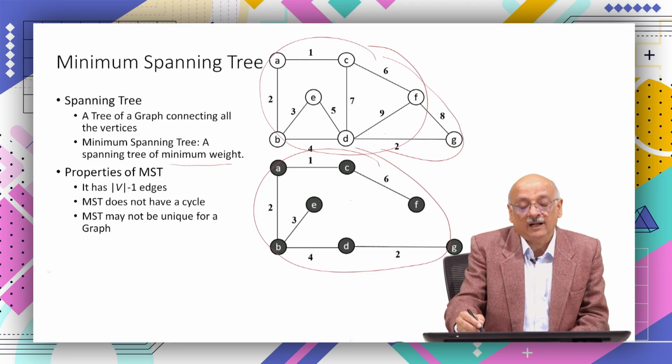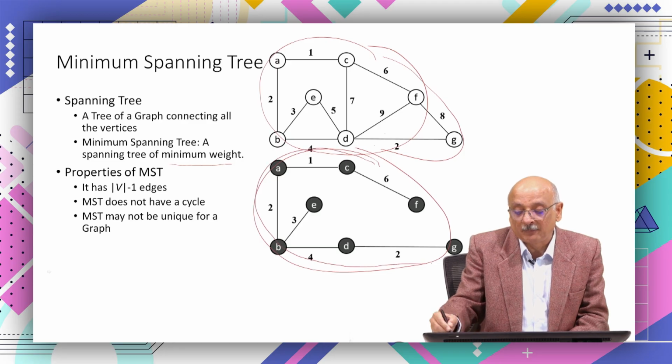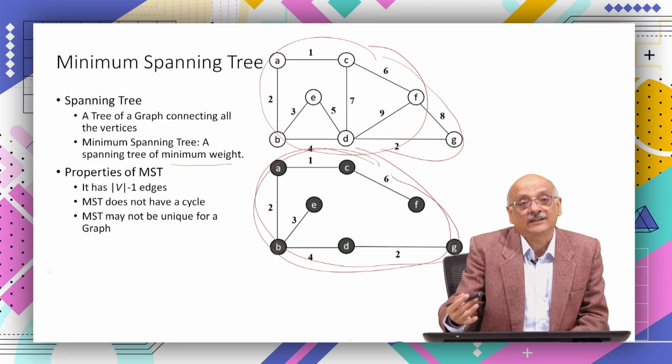However, it is forming a tree. Not all minimum weight edges will be there, only selected minimum edges will be there, so that this tree has the minimum weight. All right. So that is the objective, and as we stated, we will be using the greedy approach.